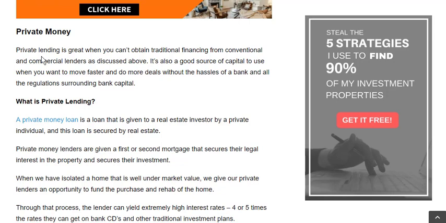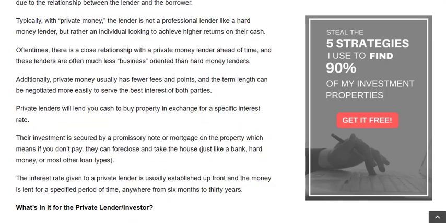So similar to hard money, you're going to go to maybe a family or a friend, or somebody that family or friends refer you to that has money, maybe a wealthy businessman in your city that you've made connections with and networked with. You can go to them, pitch them your idea of investing in a property, and they might be willing to lend you the money at a set interest rate.